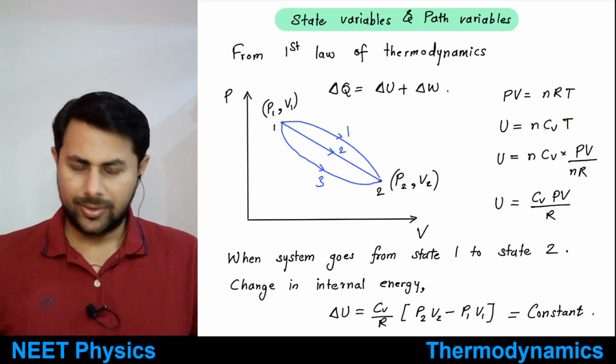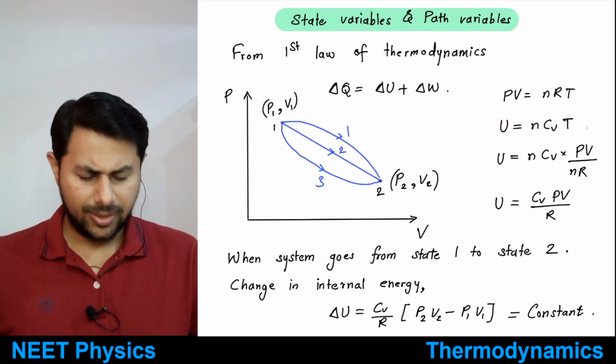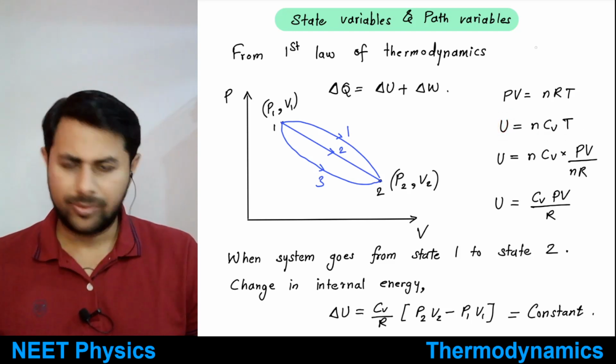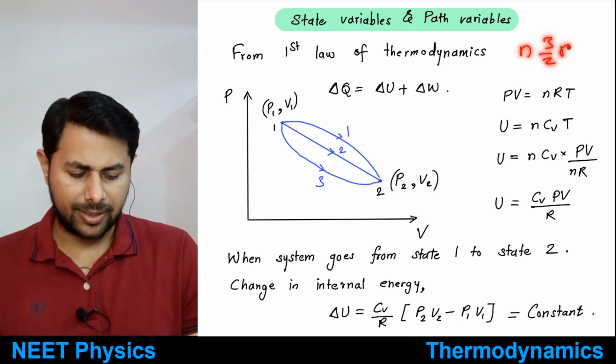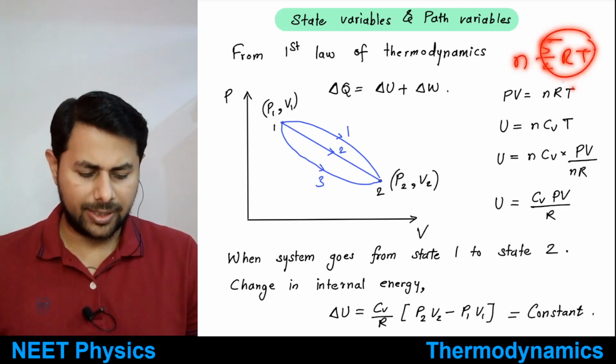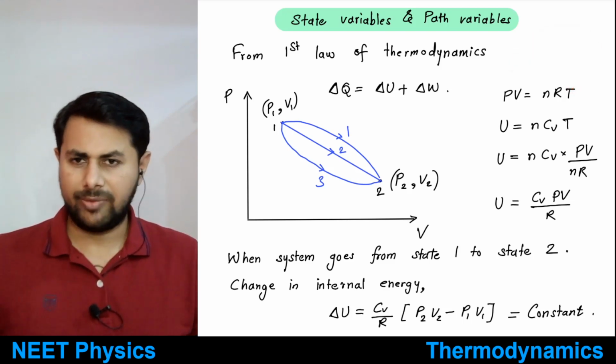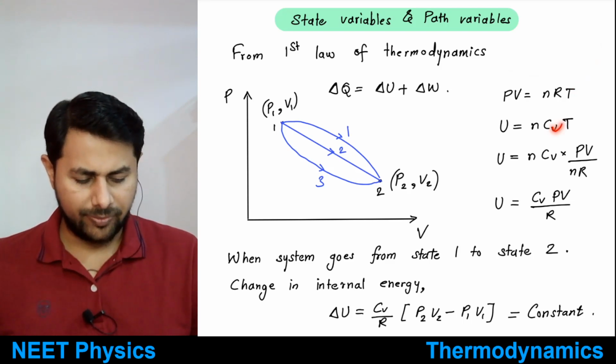So U is equal to n times Cv times T. For a monoatomic gas, it is equal to n times 3/2 R times T. For a diatomic gas, it is equal to n times 5/2 R times T. We had seen this in the kinetic theory of gases. And what is that 3/2 R, 5/2 R? It is Cv, the specific heat capacity at constant volume.